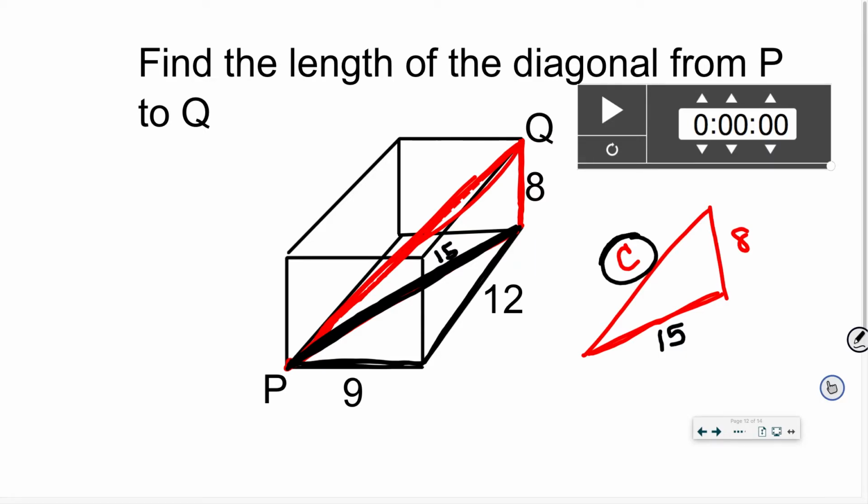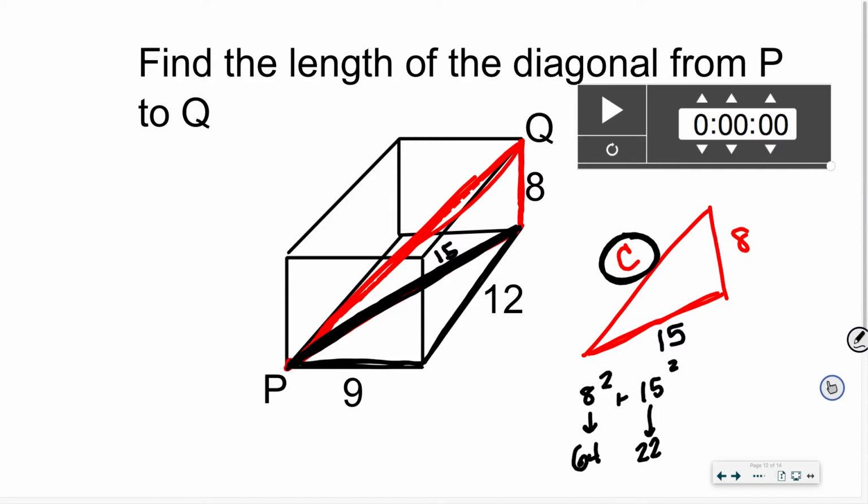So now how do we find C, that diagonal? You're going to do the same thing. 8 squared, which is 64, plus 15 squared, which is 225. Then you add those, there's 289. And then find the square root. What's that? 17. So C is 17.